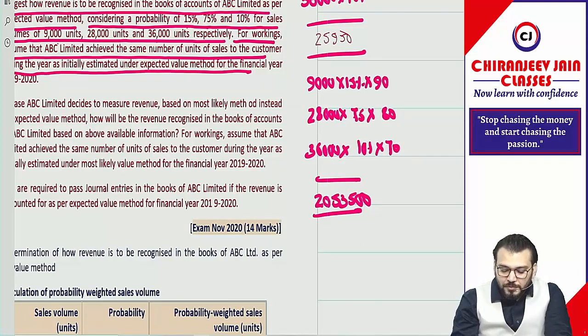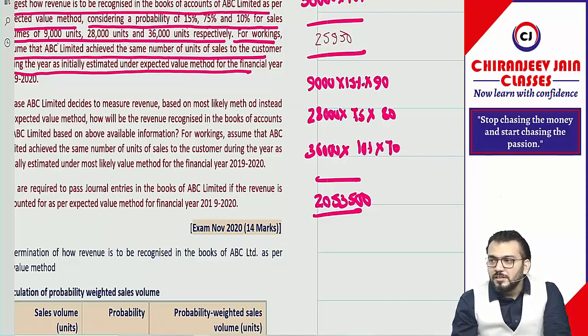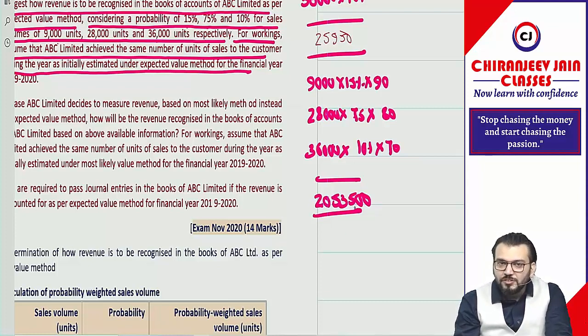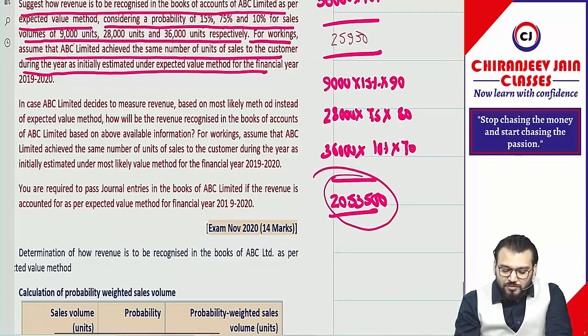Then you read the first part. I want the first part only; the second part is something different. So how much revenue will be recognized? Revenue will be recognized this much. No, no, no, just try to understand. Then you need to find out the price per unit.